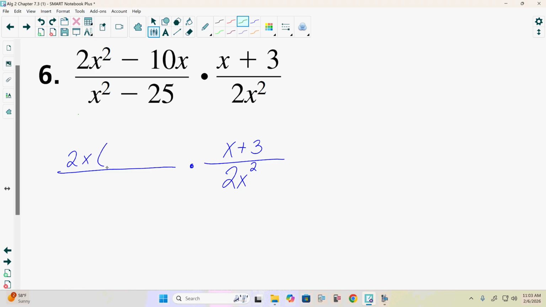Since 2x squared and 10x, both 2 and 10 have a common factor of 2. They're both divisible by 2. And since they both have an x, we can factor 2x out of both. Now when I factor 2x out of 2x squared, it's going to be x. Minus, when I factor 2 out of 10, 10 divided by 2 is 5. And the x factors out completely.